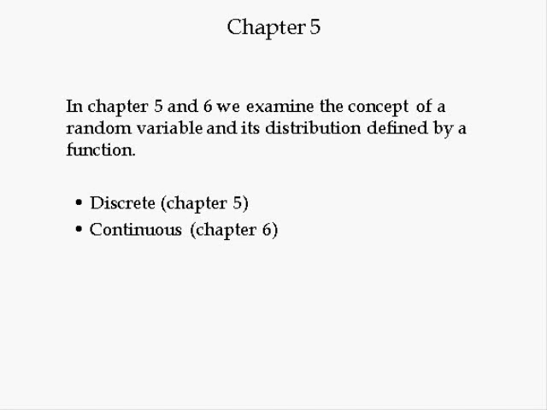In chapters 5 and 6, we examine the concept of a random variable and its distribution defined by a function. The function is called a probability distribution function, PDF, for chapter 5, which looks at discrete random variables, or it's called a probability density function for chapter 6, where the random variable is continuous.